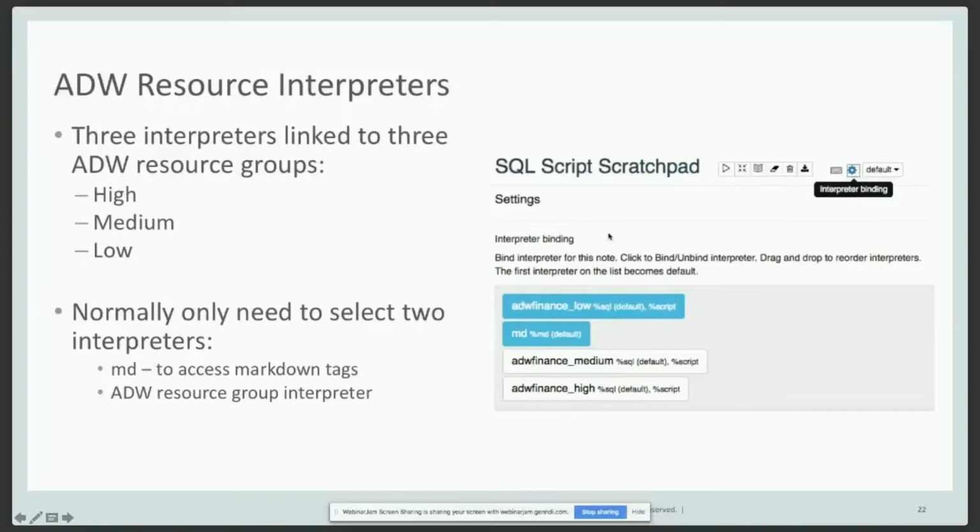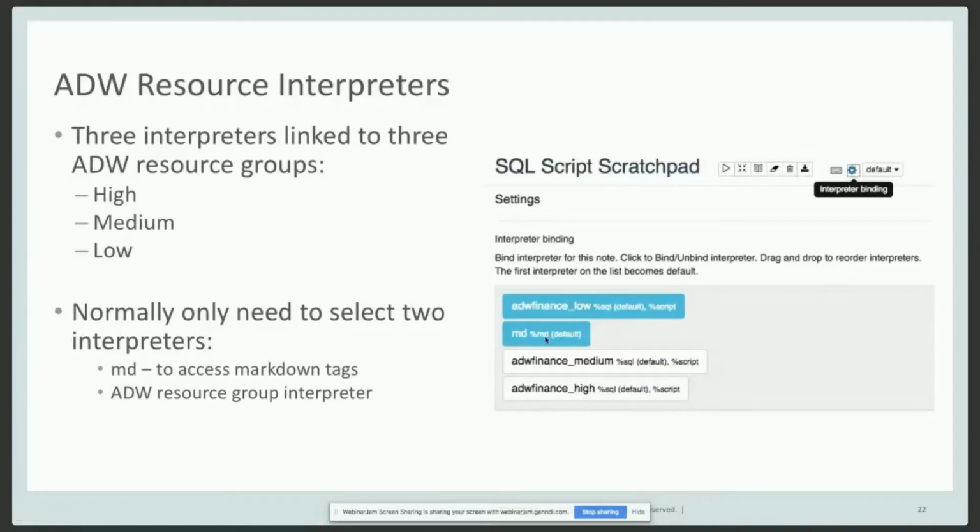Typically, when you define your SQL Scratchpad, whether it's script or SQL statement, you probably only need two interpreters. So in this case, I've decided my queries are fine running in the low group. They run fast enough, but I also want to be able to make them dynamic. So I've got some Markdown language that I've used. So I just select the low group and the Markdown tag.